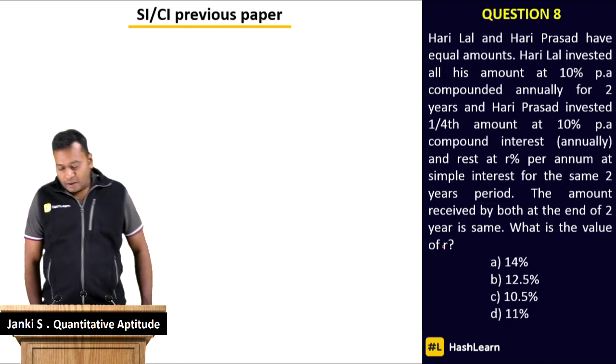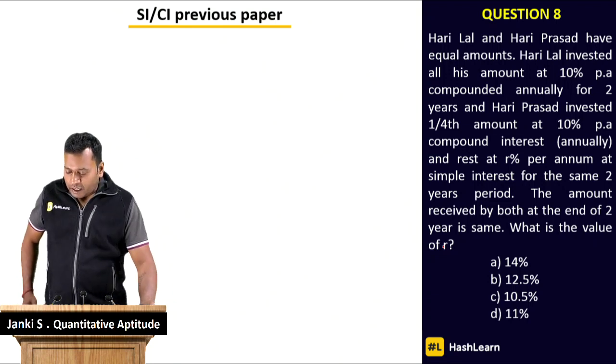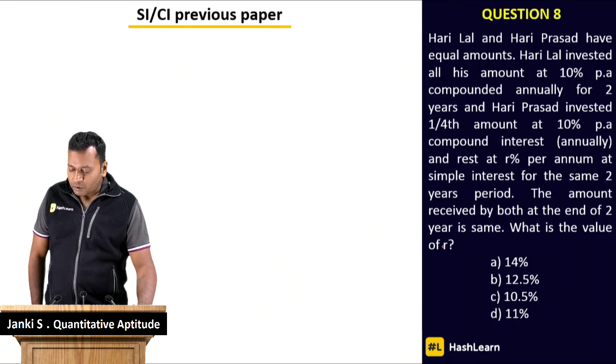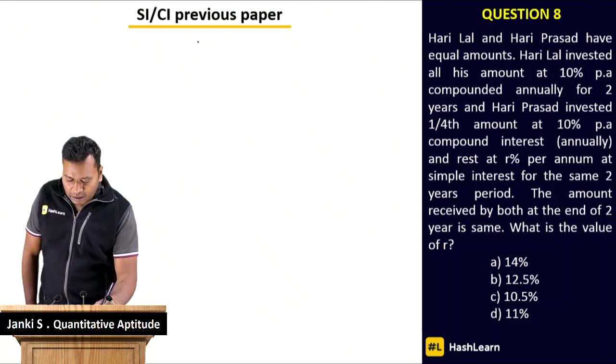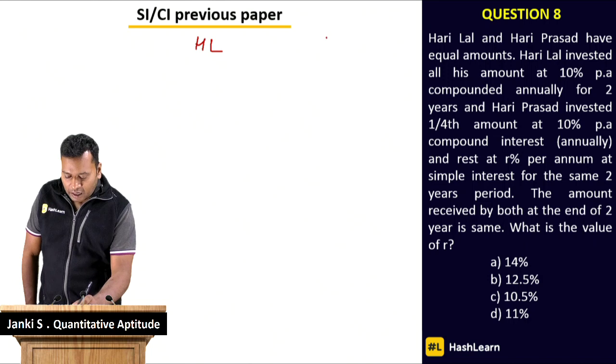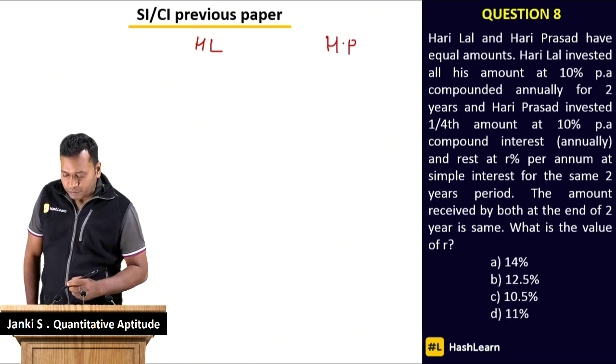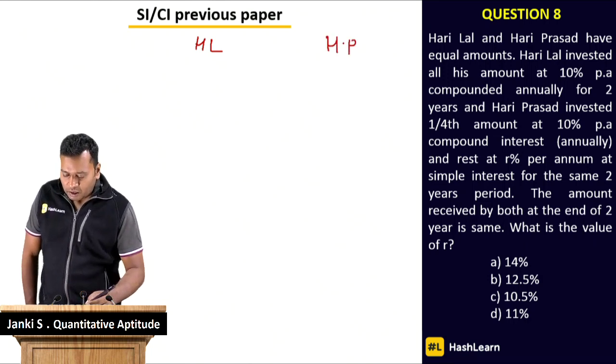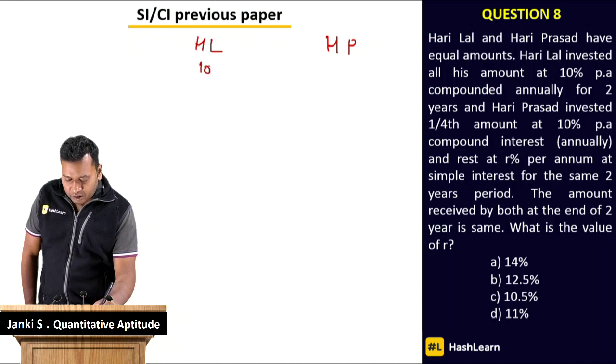So let's check. Harilal and Hari Prasad have equal amounts. Harilal invested all his amount, so I'll mark HL and HP as the two people. Harilal invested all this amount at 10% per annum compounded annually for 2 years. So 2 years is the time period given, right? So let's mark.